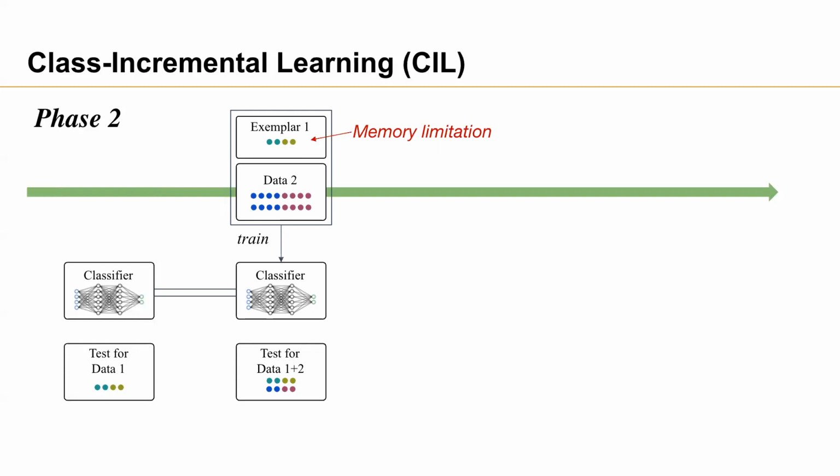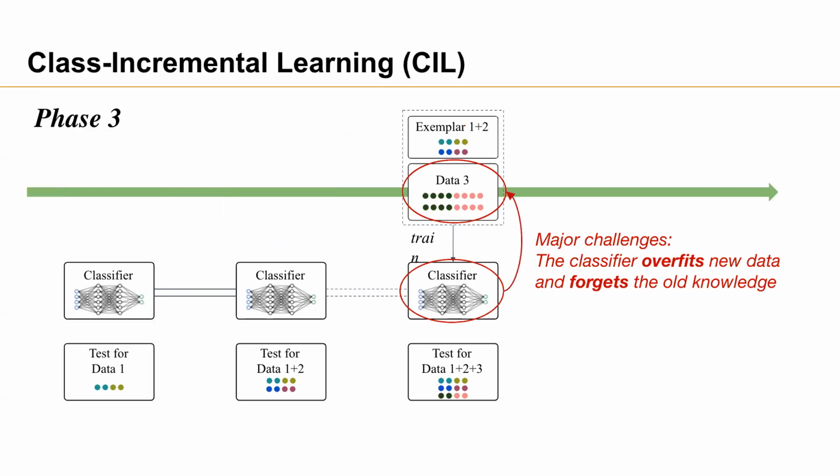So that means in phase 2, we learn the classifier on example 1 and data 2, and finally, we evaluate the classifier on the test set for both data 1 and data 2. And the same goes for the third stage and so on. So the main challenge for class incremental learning is the catastrophic forgetting problem. The classifier overfits new data and forgets the old knowledge.